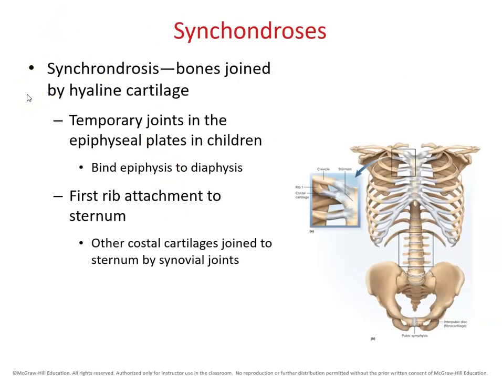So synchondroses are bones that are joined by hyaline cartilage. This is a temporary joint in the case of some of the epiphyseal plates in children. And it can also be a more permanent attachment, for example, when the first rib attaches to the sternum. And again, we talked about how over a very long time as a person ages, this can become a bony joint.